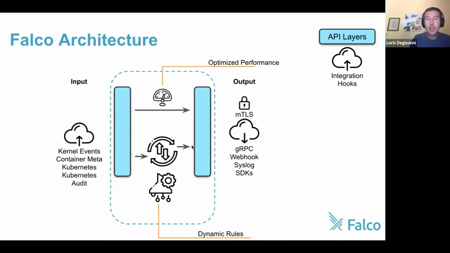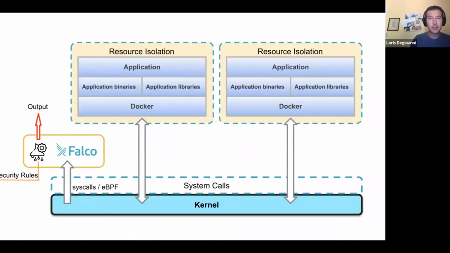And if rules match, an alert is generated through a number of ways. Again, Falco is designed to be composable. So gRPC, webhooks, syslog, SDK, Slack, you name it, we have all of these ways essentially to notify you that some rule was violated.